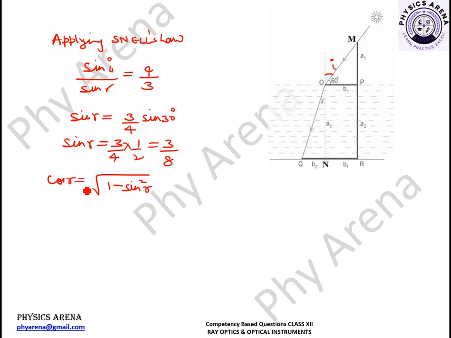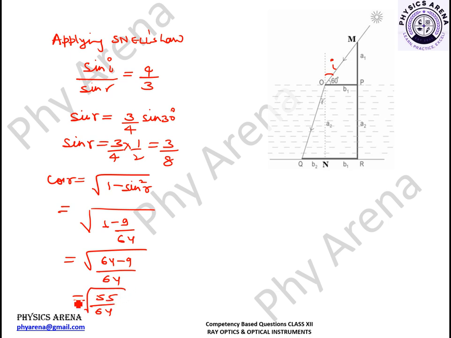Sin square theta plus cos square theta is equal to 1, using the identity. And I can write under root of 1 minus 9 upon 64. The square of 3 upon 8 is 9 upon 64. So it will be equal to under root of 64 minus 9 divided by 64. That will be equal to 55 upon 64, whole under root. This is the value of cos r.